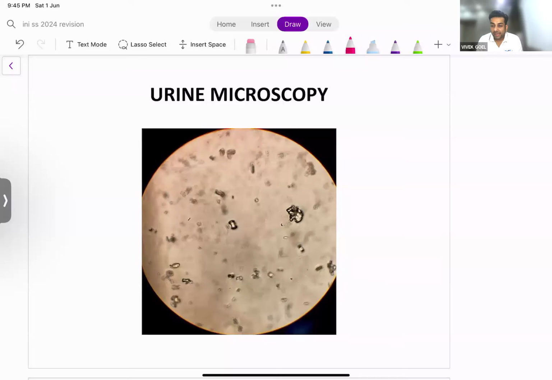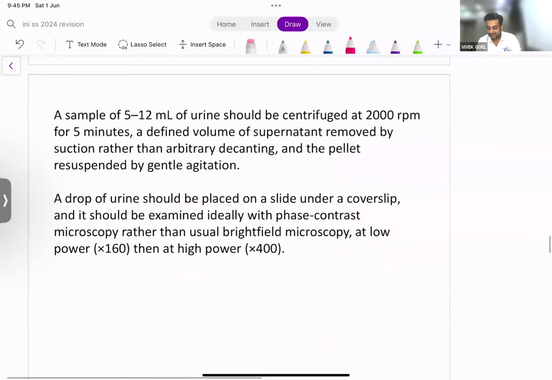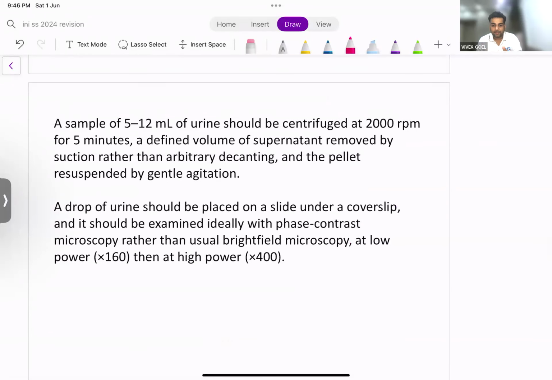You will be absolutely stunned if you have never attended your pathology labs and you've never seen a urine sample being spun. So you've got to see this to know this. Otherwise, if you mug it up, you will always forget. So basically, we take around 10 ml of urine, which is centrifuged at 2000 RPM for 5 minutes. And a defined volume of supernatant is removed by suction, and the pellet is resuspended by gentle agitation.